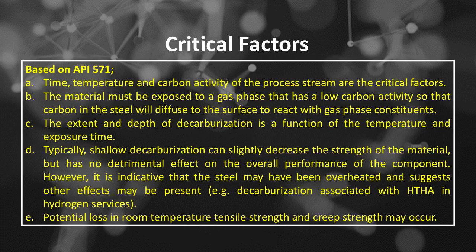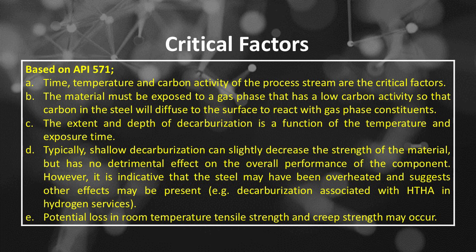Decarburization damage critical factors based on API 571. A: Time, temperature and carbon activity of the process stream are the critical factors. B: The material must be exposed to a gas phase that has a low carbon activity so that carbon in the steel will diffuse to the surface to react with gas phase constituents. C: The extent and depth of decarburization is a function of the temperature and exposure time.